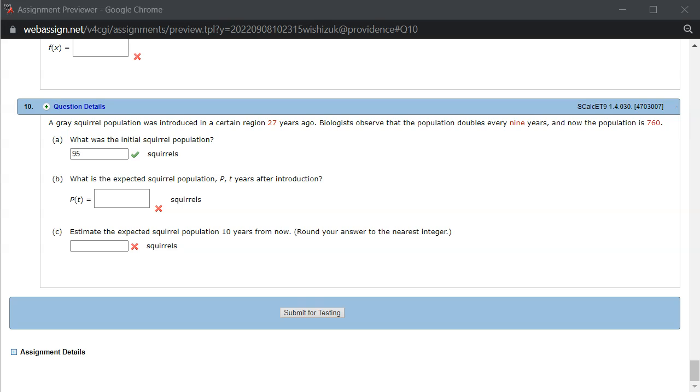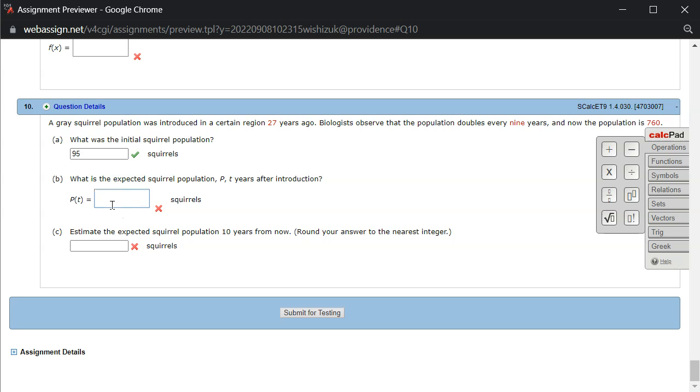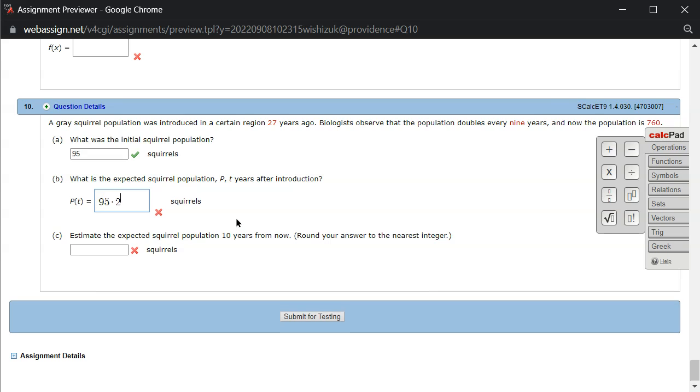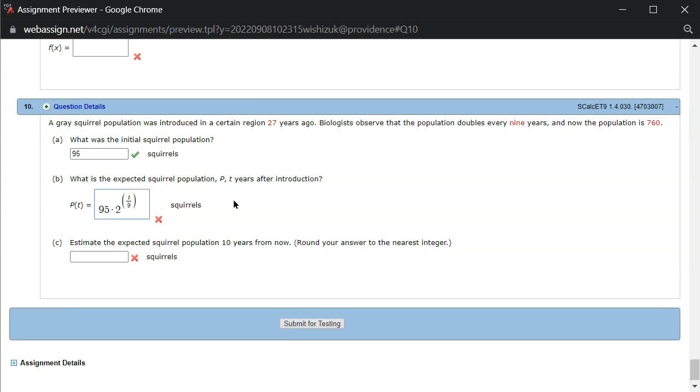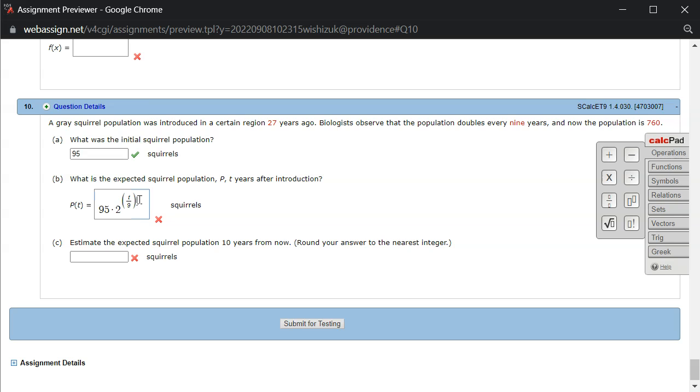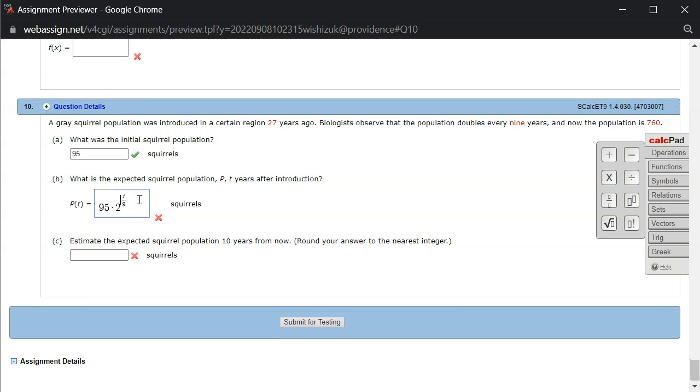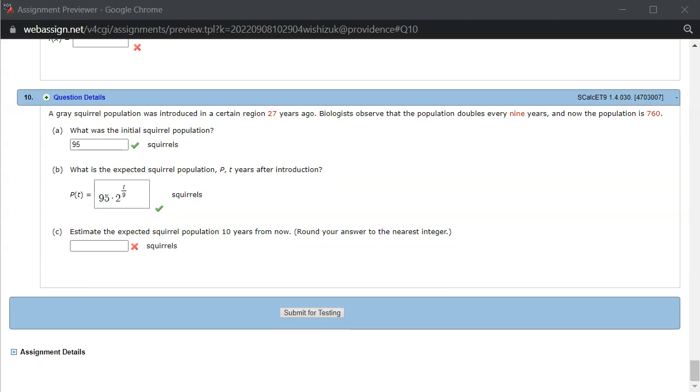I came back and it looks like we got part A correctly. And we already know part B. So the function has 95 as P0, and then times 2 to the T over 9. Maybe I'll get rid of these parentheses, I don't think we need them. Let's check the answer. I came back and it looks like we got part B correctly.